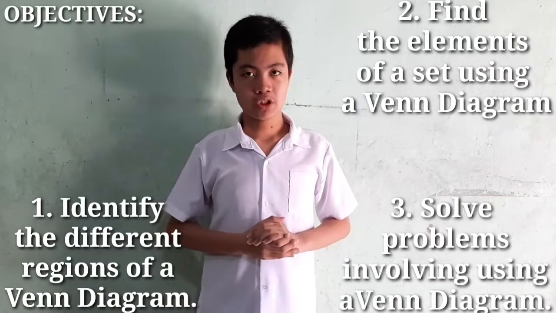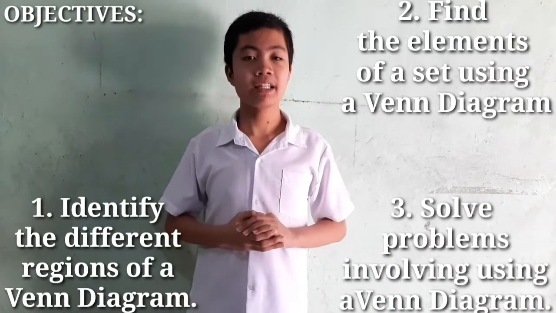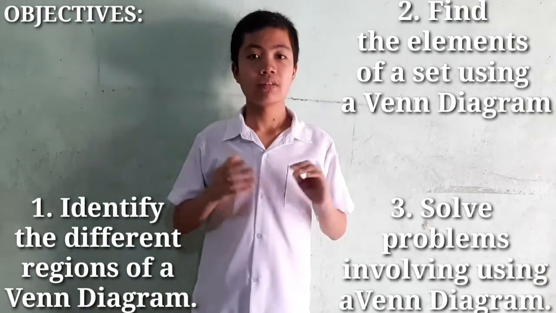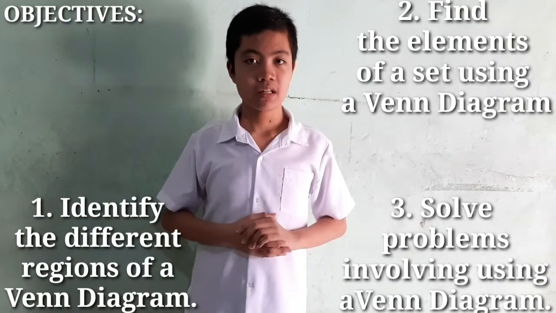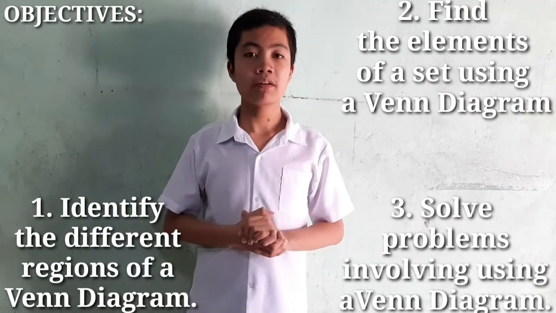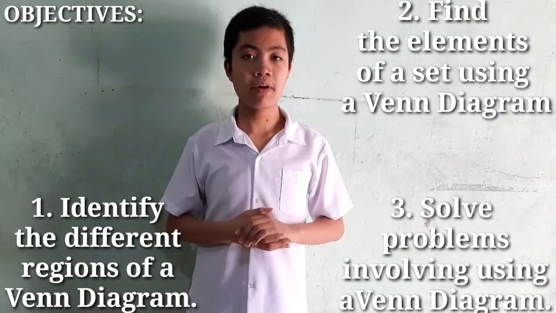Good day, math learners! We are from grade 7 Copernicus, group C6, and this tutorial video is all about problem solving involving sets. The objectives of this tutorial are: first, identify the different regions of a Venn diagram; second, find the elements of a set using a Venn diagram; and third, solve problems using a Venn diagram.